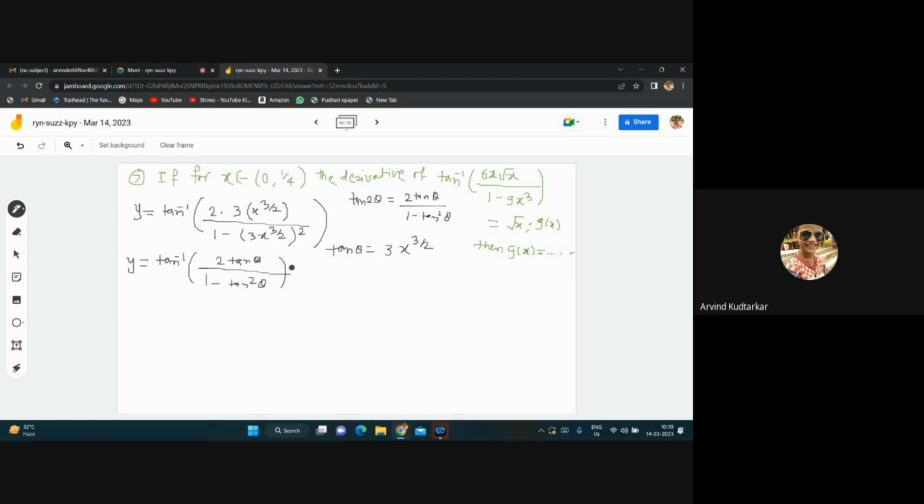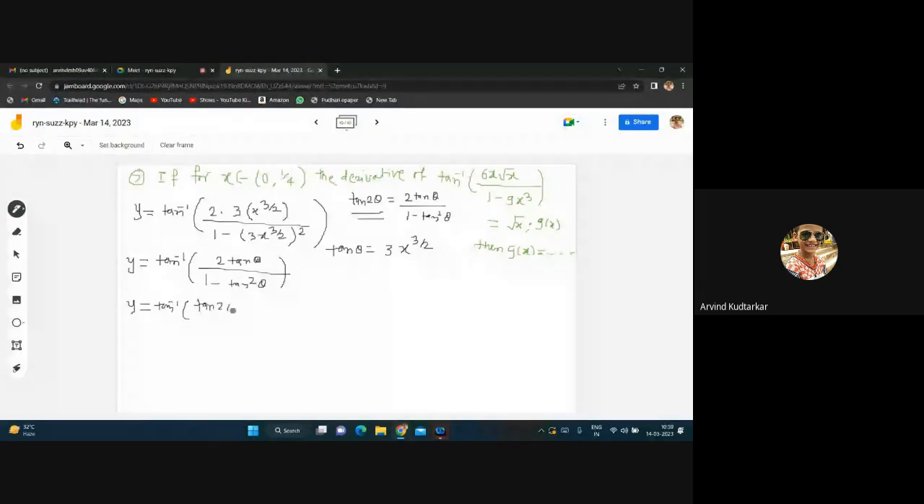Okay. So 2 tan theta upon 1 minus tan square theta. So tan theta means what? 3x raised to 3 by 2. So what is tan square theta? Tan square theta means 3x raised to 3 by 2 whole square. That term is here. Okay. So 2 tan theta upon 1 minus tan square theta is what? tan of 2 theta. So ये फॉर्मूला मैंने यहाँ पे लिखा है. So y is equal to tan inverse of, क्या मिलेगा? Tan of 2 theta.